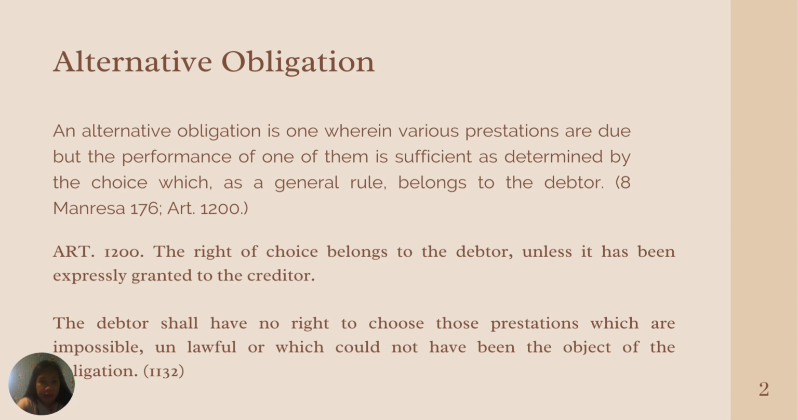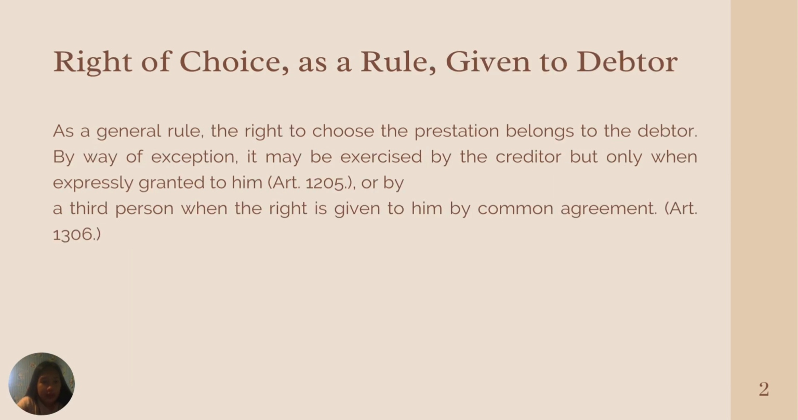According to Article 1200, the right of choice belongs to the debtor unless it has been expressly granted to the creditor. The debtor shall have no right to choose those prestations which are impossible, unlawful, or which could not have been the object of the obligation.